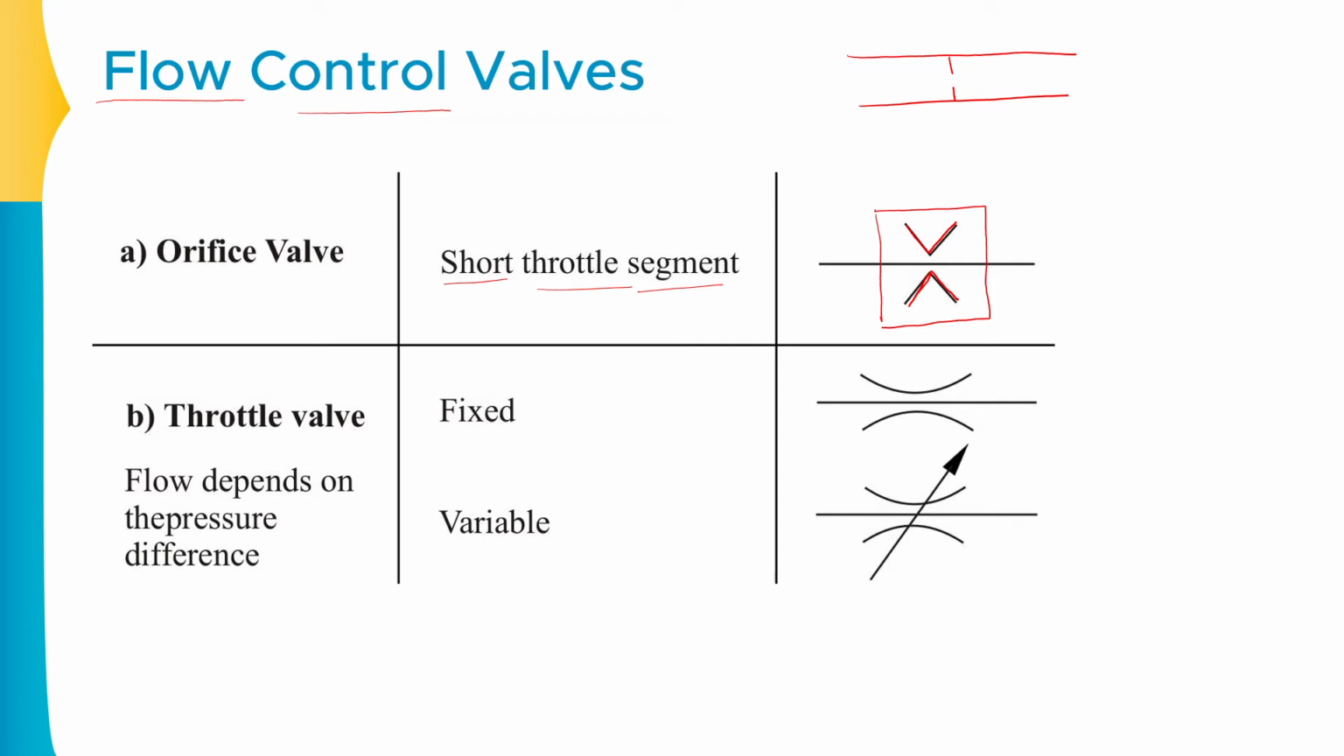The second type of flow control valves are basically known as the throttling valves. As you can observe, there is a symbol of a venturi-like device available over here. So wherever you see such kind of symbol, you should understand that these kind of valves are actually used to control the flow of the fluid.